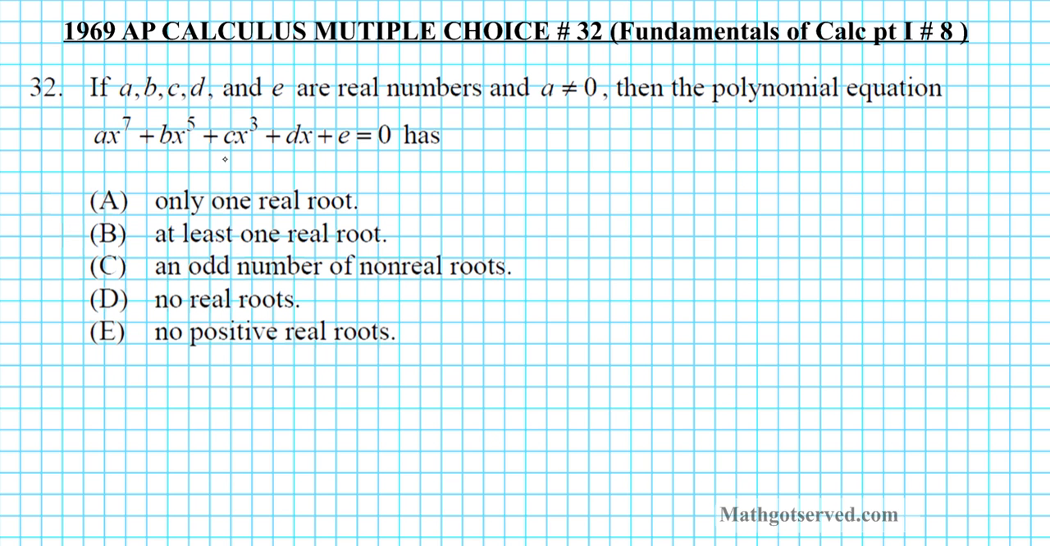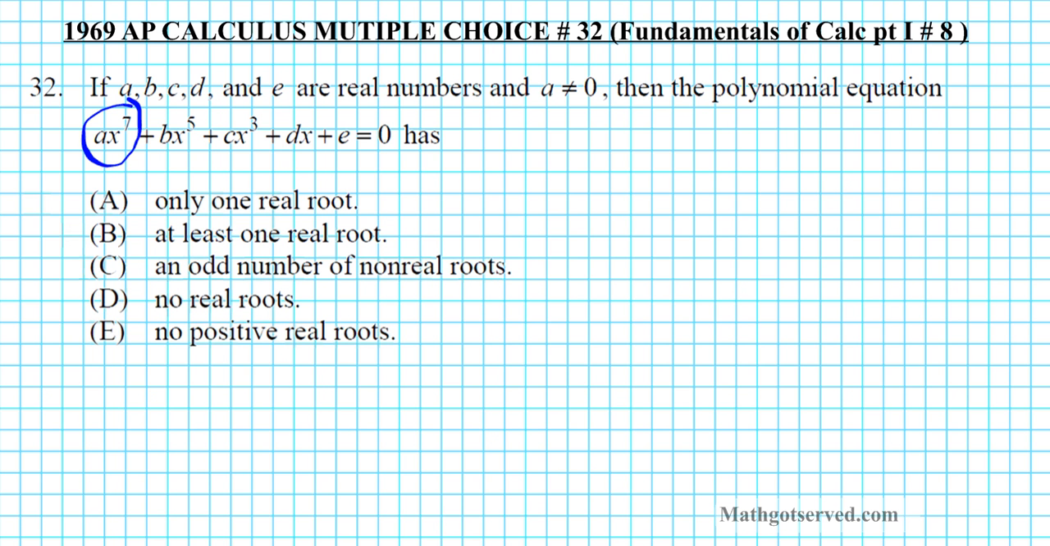So if we have a polynomial function, what do we focus in on to basically predict what the nature of the roots are going to be? What you want to focus in on is the degree of the polynomial. The term with the highest degree tells us the degree of the polynomial. So this is a 7th degree polynomial.